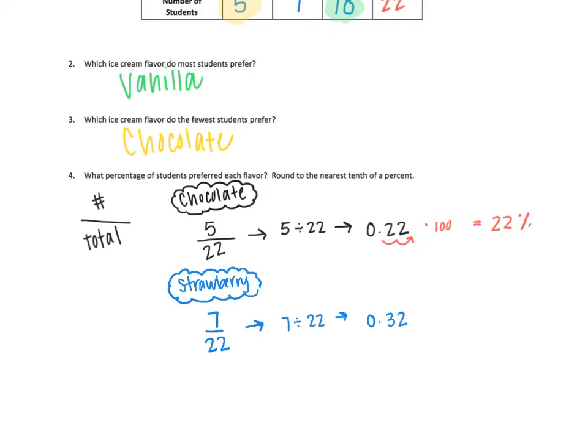And then from there, we're just going to multiply this by 100, which just means you're moving this decimal point twice to turn it into a percentage. This is 32%. Okay?